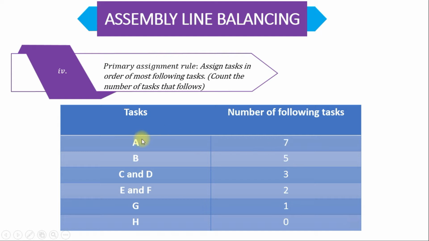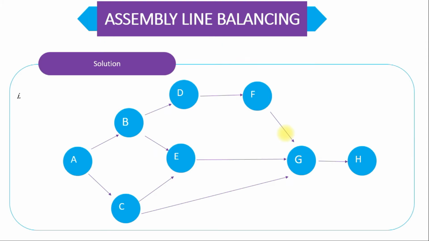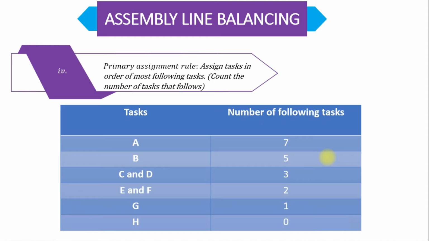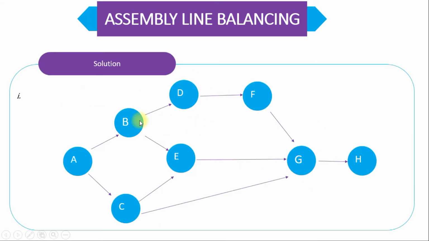It says that A has 7 tasks following it. So let's move on quickly and find out if that is true. We have A over here. All these tasks follow A. If A is not done, none of these tasks can be done. So let's count 1, 2, 3, 4, 5, 6, 7. So A has 7 tasks following. Then B has 5. Let's find out. So B over here, 1, 2, 3, 4, 5.